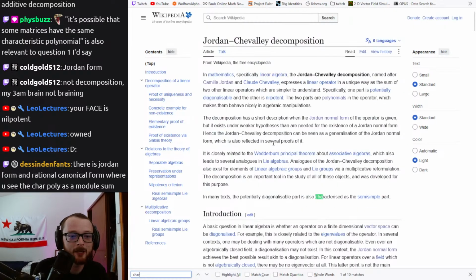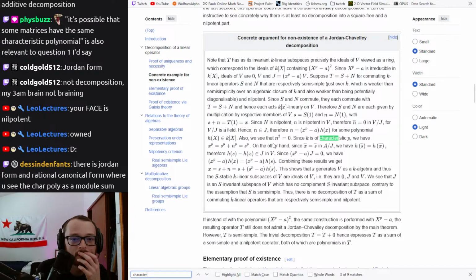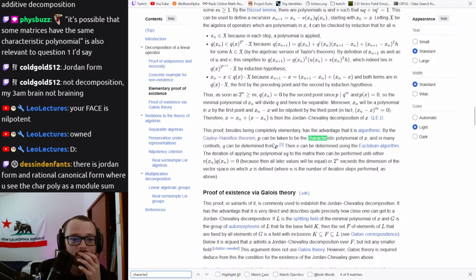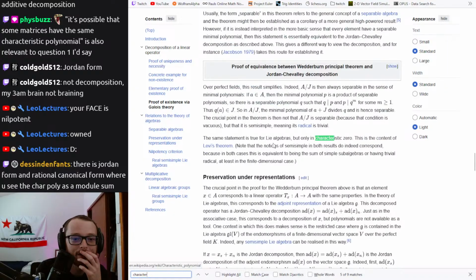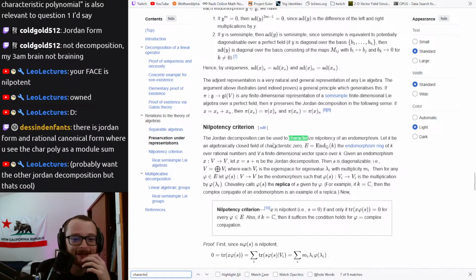I'm just gonna control F characteristic. Ugh. Galois theory, get that off my screen. Probably want the other one? Okay, I was just curious to figure out what Destin was saying.